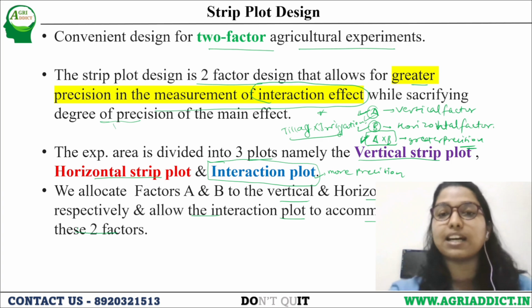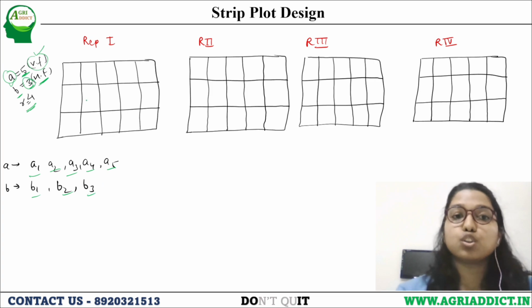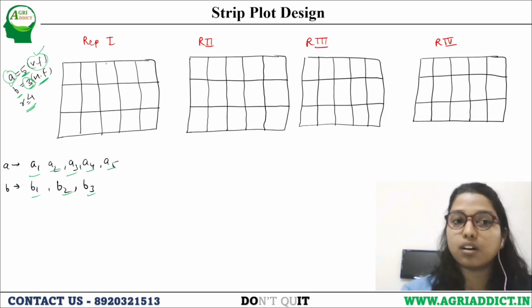Let's move to the next slide and we'll study the layout of the strip plot design. Say we have 4 replications, and the A factor has 5 levels and B has 3 levels. So we regard the A factor as the vertical factor and B as the horizontal factor. A has 5 levels like A1, A2, A3, A4, A5. Here B1, B2, B3, like that. So now this is the vertical factor.